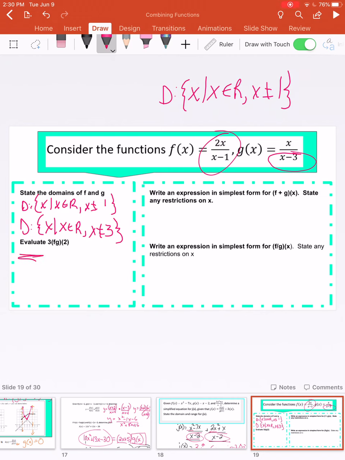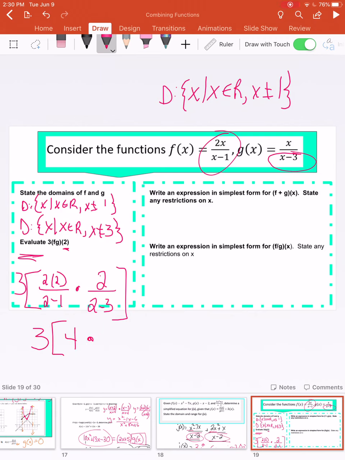So now we're going to evaluate. Whenever you see evaluate, it means find an answer. So that 3 is in front, and what we're doing, remember that 2, because it's following the f at g, it means we're replacing the x's with 2. So we're going to go ahead and type this in our calculator. So I'm replacing all my x's with 2. Okay, 4 divided by 1 gives me 4. 2 divided by negative 1 gives me negative 2. So if I were to multiply this all out, I should end up with negative 24.